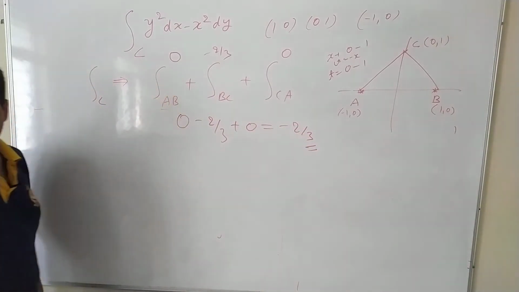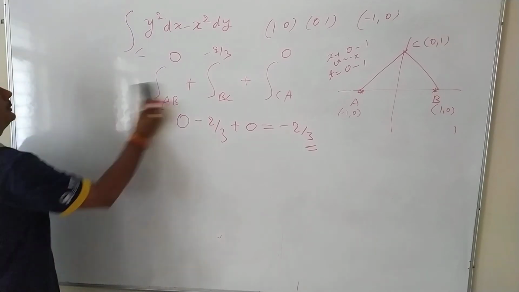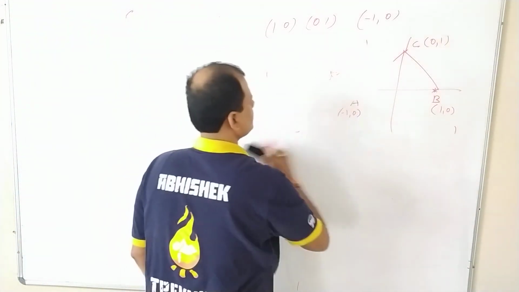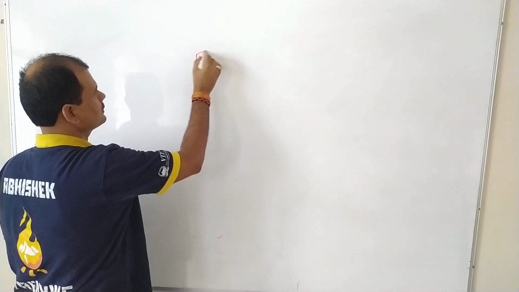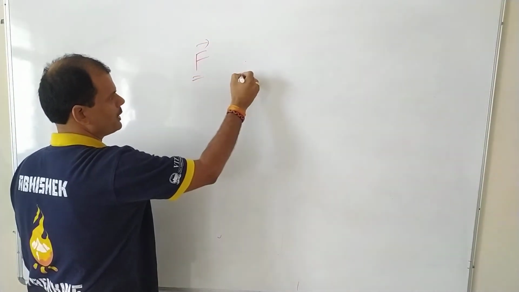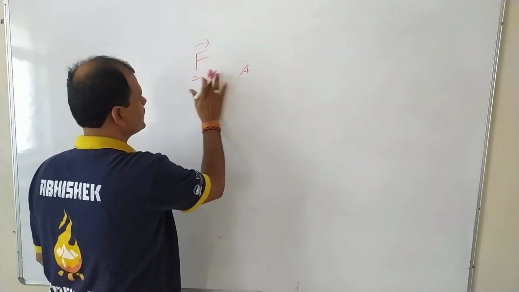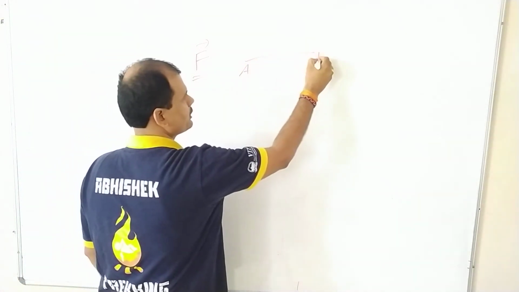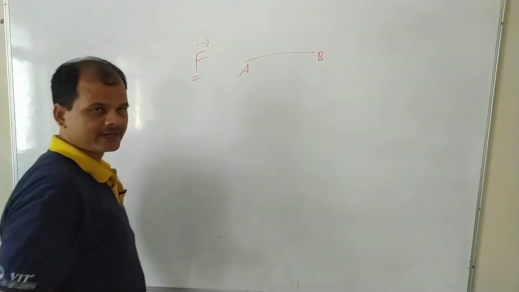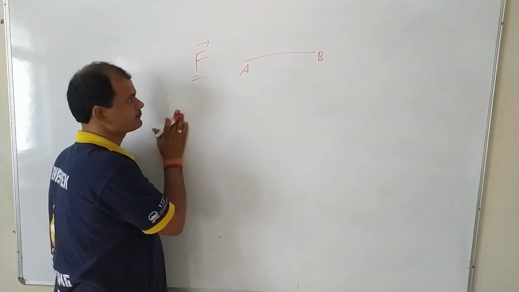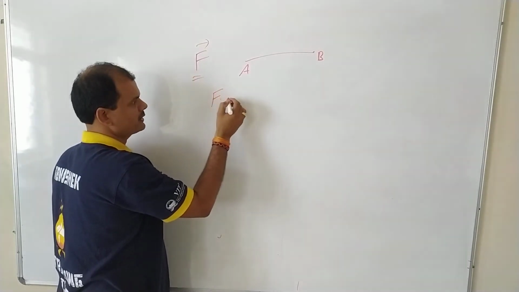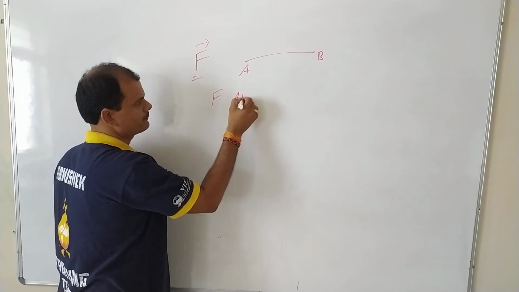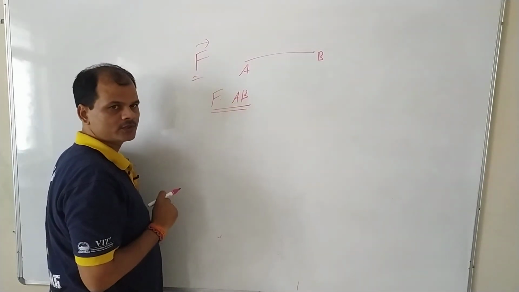So this was line integral using the parametric equation. Okay. Now we have an application of line integral. Suppose we have a force vector F and one particle is at the A point. After applying this force, it is moving somewhere to B. So AB is the displacement, right? So the work done by this force vector will be force into displacement, F into AB.